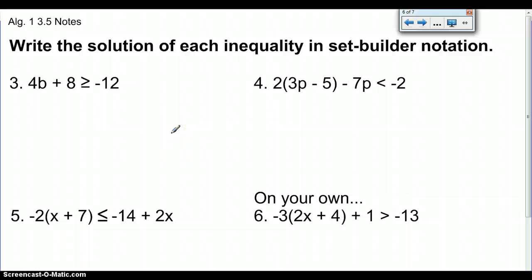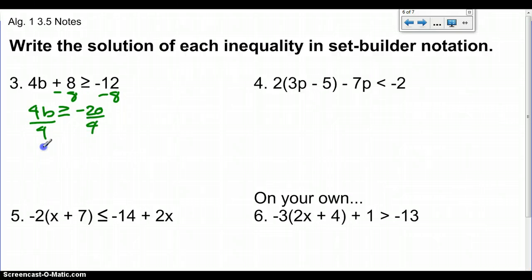Write the solution of each inequality in set builder notation. So the first thing we need to do is just solve the inequality. For this one, we're going to subtract 8 from each side and get 4b is greater than or equal to negative 20. Then we're going to divide by 4 to get b is greater than or equal to negative 5. And then we're going to write that in set builder notation.